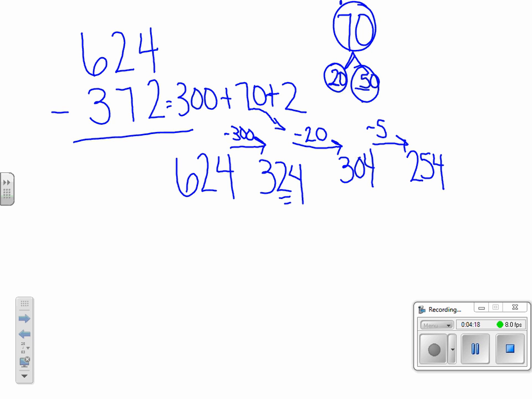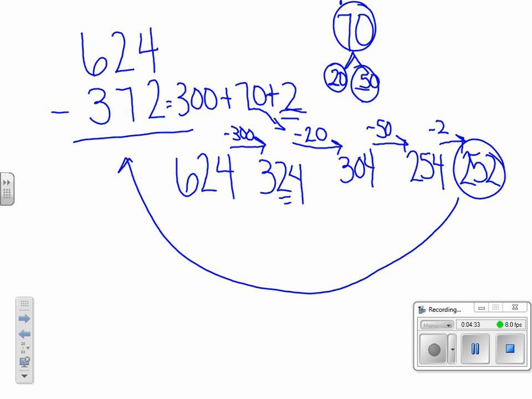254. Now what I can do is take away this final 2. So take away that 2, and I'm going to be left with 252, and that is the answer to my equation.